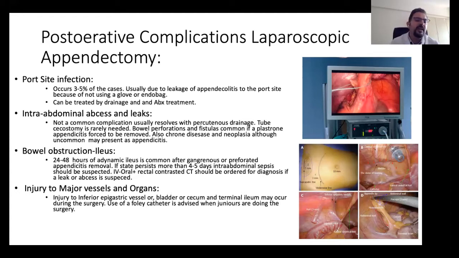But bowel obstructions can happen after appendectomy because of strictures, because of bricks, mostly bricks. And they usually happen in perforated or gangrenous appendicitis, and they give the symptoms 4 to 5 days later, most of the times, with bowel obstruction. So if you have a case with prolonged bowel obstruction, you should always take a rectal, oral, and IV contrast CT scan to see if there is an abscess or leak, and then manage it accordingly. And as I said, injury to major vessels is sometimes common if you don't handle the laparoscopic equipment or the tractions wisely.